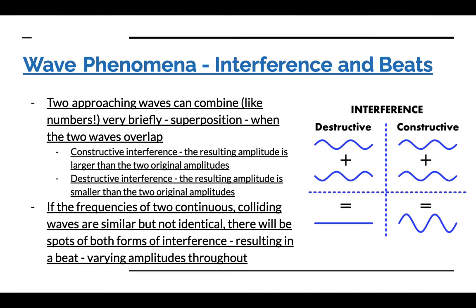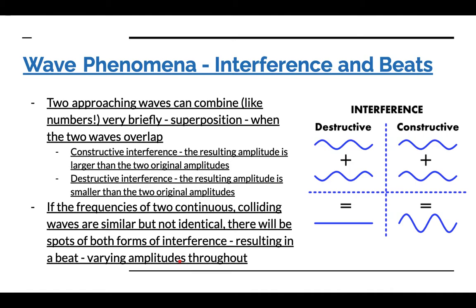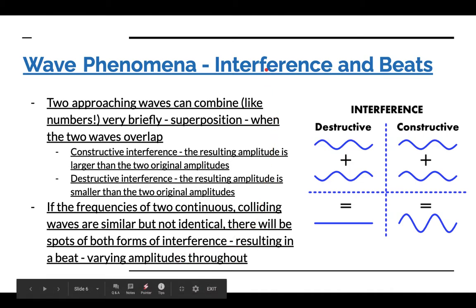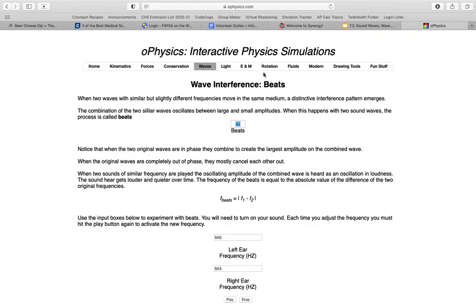That's going to result in parts where we have the crest of one wave lining up with the crest of another wave, or the crest of one wave lining up with the trough of the other wave. So we're going to have spots throughout with both forms of interference, resulting in what we call a beat. We'll have destructive interference in some parts and constructive in other parts, which causes a varying amplitude throughout: parts where we have larger amplitudes than our two original waves, and parts where we have smaller amplitudes. Since I butchered this explanation, let's take a look at a diagram that will help us visualize what's going on.